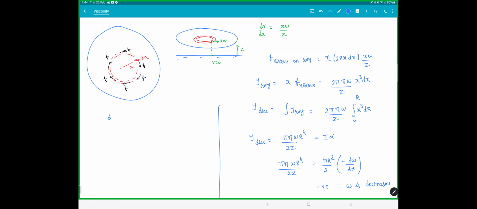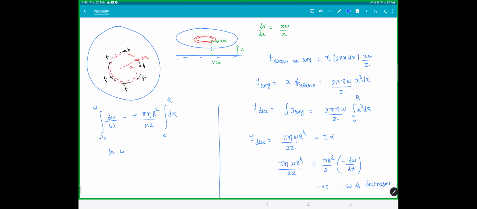Then if you take this here, d omega by omega, and shift everything to that side, you will end up with minus pi eta r power 4... no, r square will come, by mz dt. 2 will cancel, 1 r square will cancel. Pi eta r square by mz, perfect. Limits: initially this is omega naught, this is omega, and this is going from 0 to t.